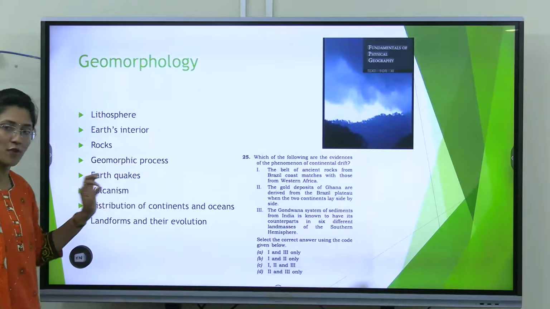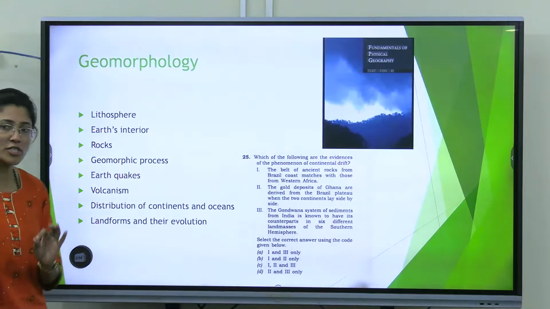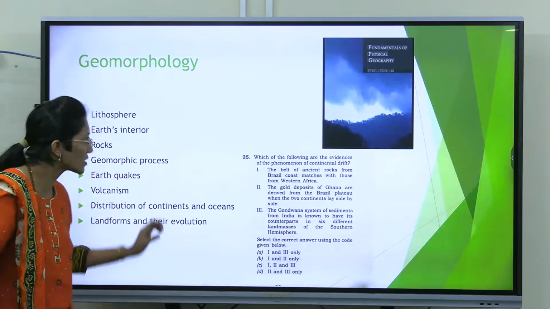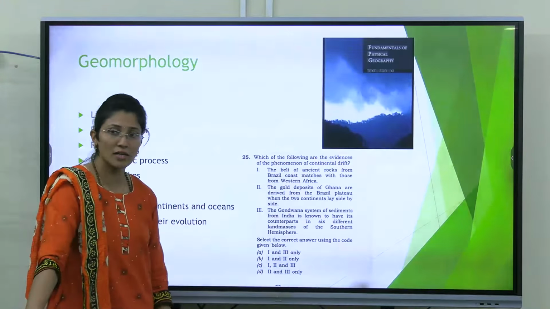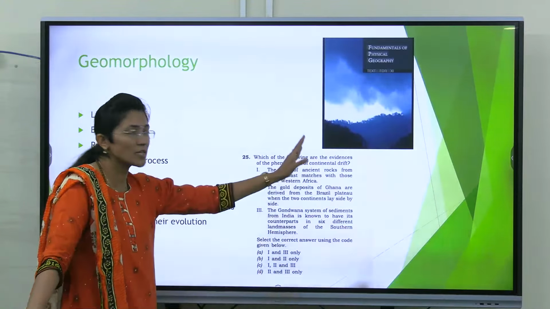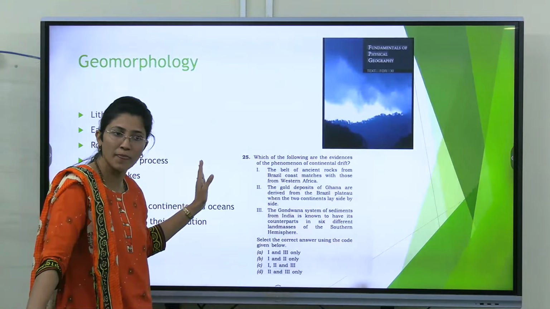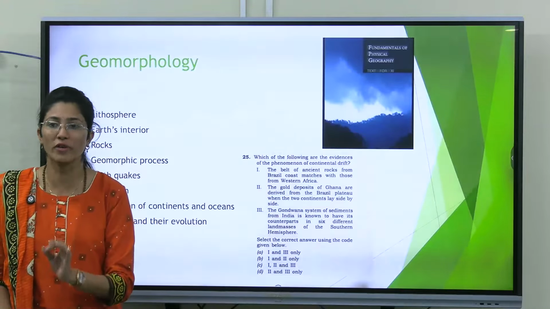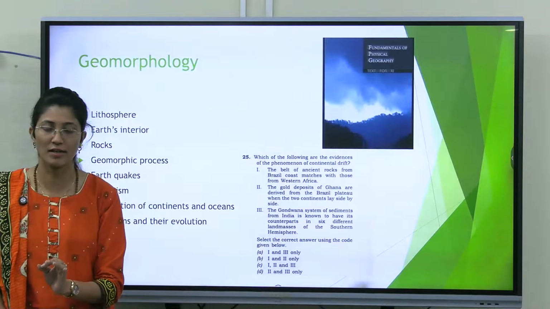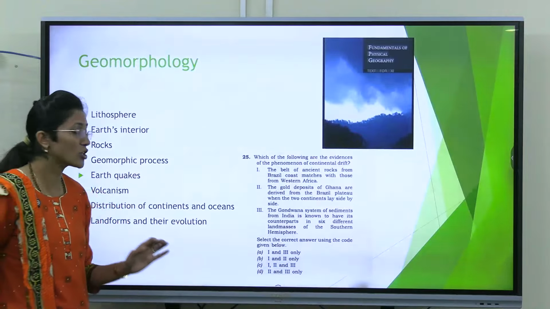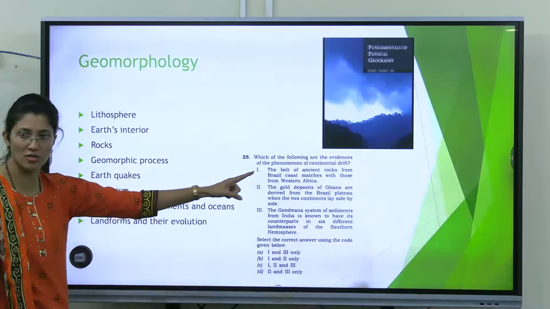From this topic, mostly we expect static questions. Mostly static questions, and class 11 NCERT, Fundamentals of Physical Geography, is the main source for geomorphology. With this NCERT you can solve 4 out of 5 questions directly, solvable questions, right? For geomorphology, this is a source.